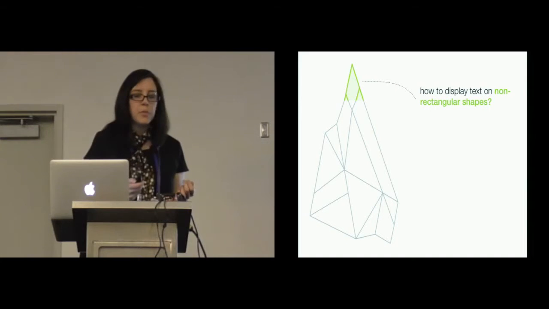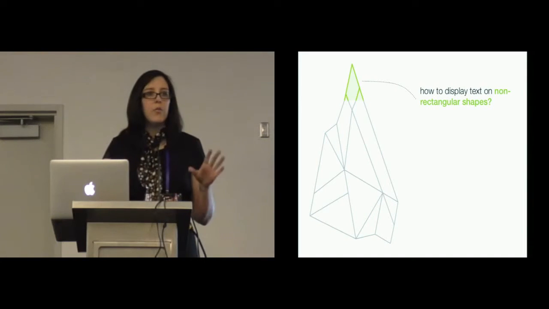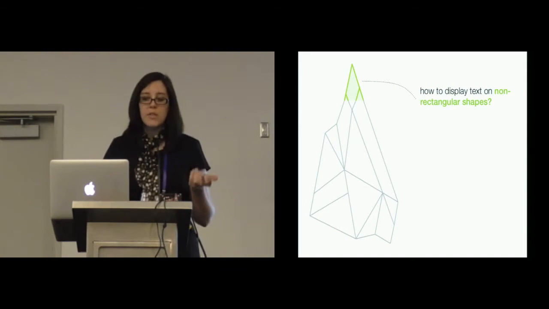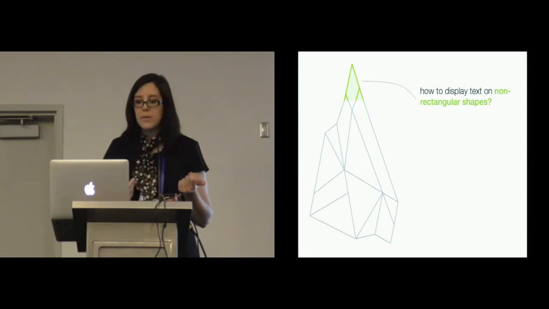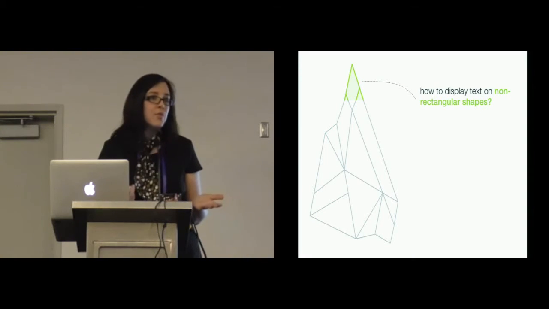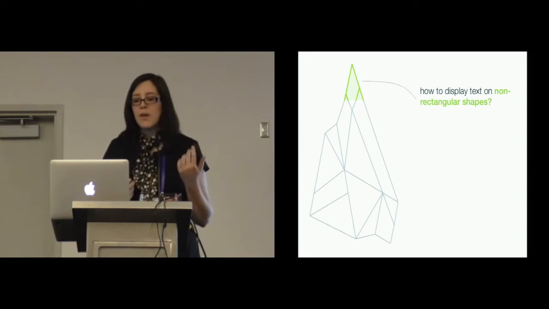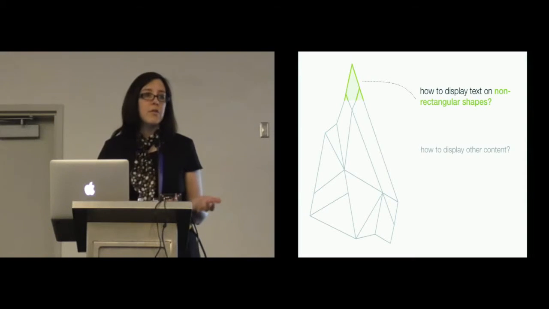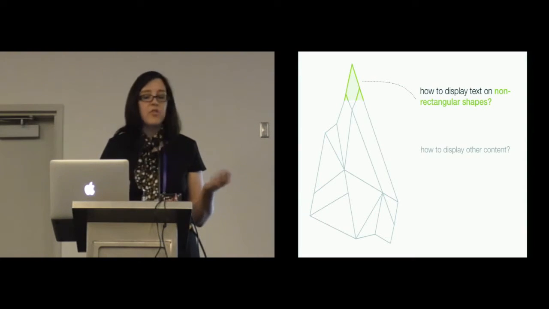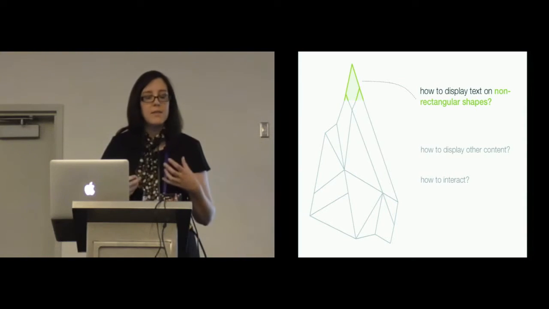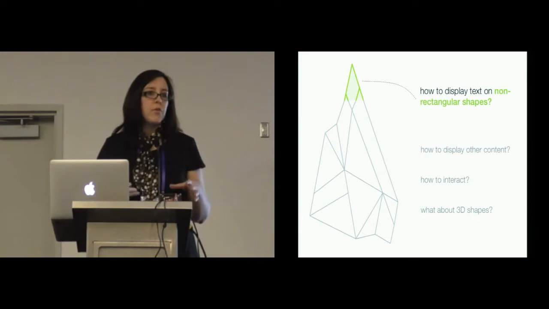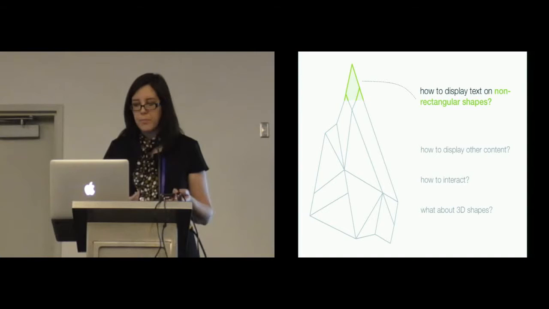Before finishing, I just want to say that here we investigated how to display text on non-rectangular shapes, but there are a lot more questions we want to investigate. For example, what's happening with other content like maps and images, what's going on with interaction, for example, when we actually manipulate the display, and also what about 3D shapes? We really focused on 2D, but what's happening when we have spherical and cylindrical things?